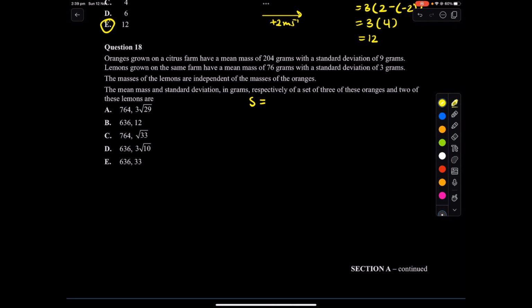So we have 3 oranges. So we can say orange plus orange plus orange plus 2 lemons. Okay. And we want to first find the expected mass and the standard deviation.